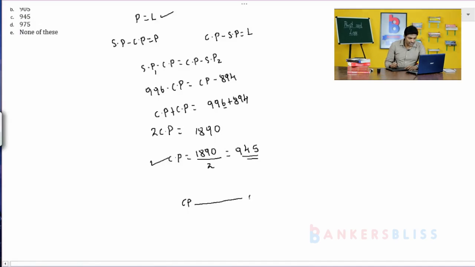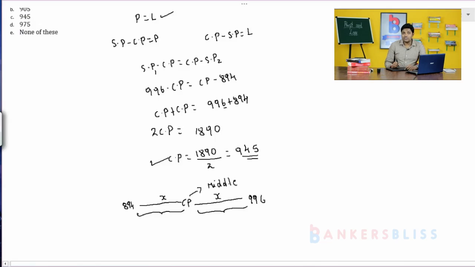Selling price is 996 and when you sell for loss means it comes to the left side, that is 894, and they are telling that this difference and this difference both are same. The difference between the cost price and 894 is similar to the difference between cost price and 996. The difference is same because the amount is same. If the difference is same, then the cost price is in middle.